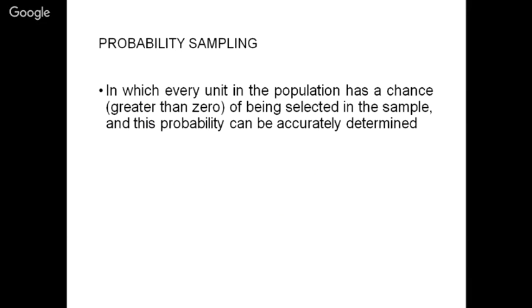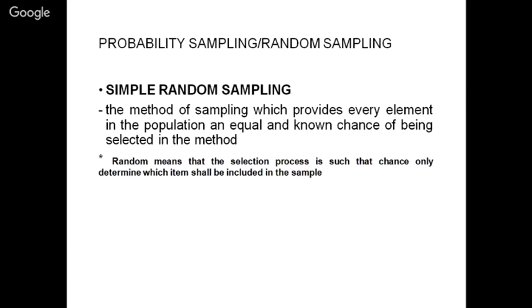Now, what is probability sampling? Probability sampling is a random sampling technique in which every unit of the population has an equal chance. When I say equal chances, it means the chances are greater than 0 of being selected in that particular sample, and the probability can be accurately determined. Random sampling technique is the method of sampling which provides every element in the population an equal and known chance of being selected.